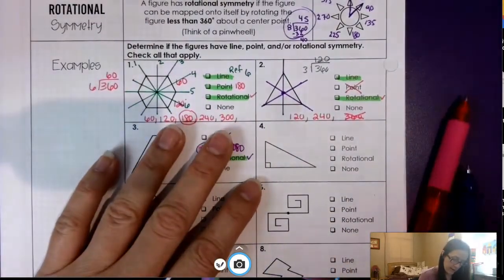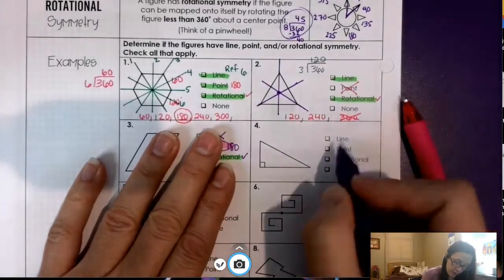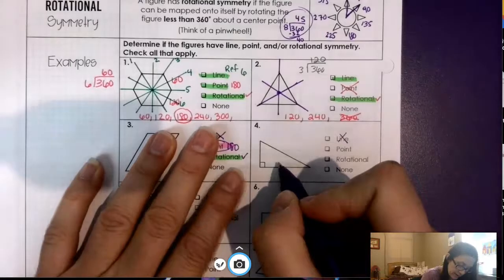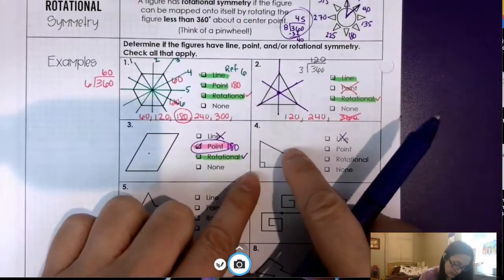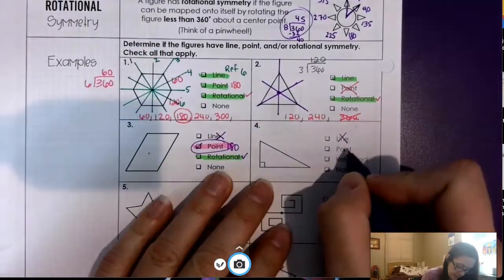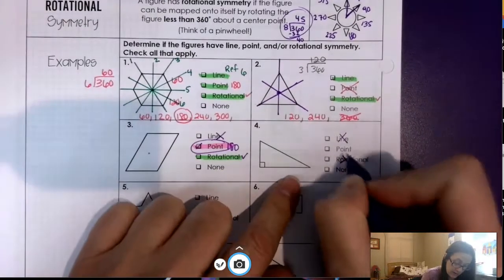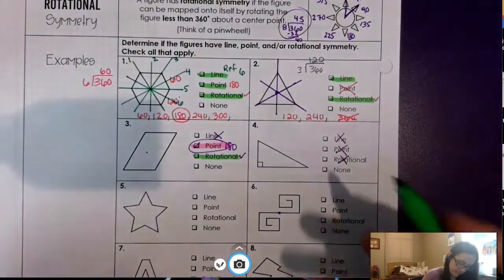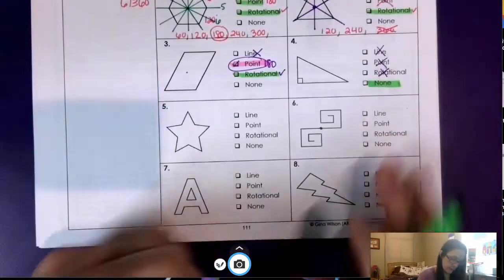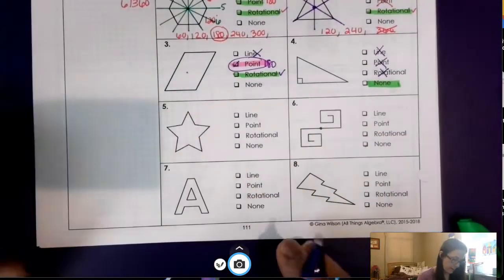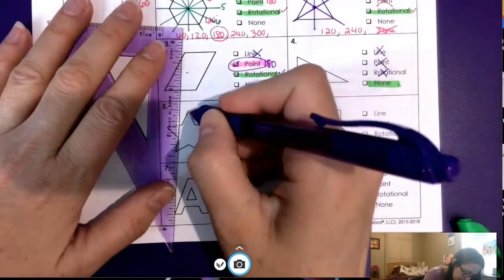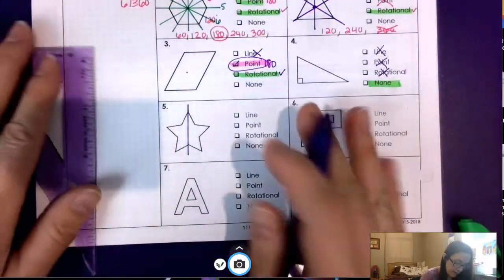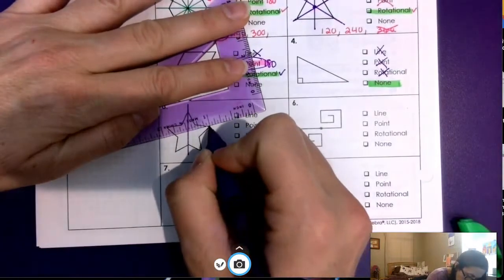Over here, is there a line? There is no line that it will reflect on. Does it have point? If it rotates, it's not going to fall on top of itself ever. So it definitely doesn't have point. It has none of them. This one here, I definitely have line symmetry. I could draw line symmetry through all of the star vertices. Notice that that would fold right on top of itself. And it's going to happen in all of the points.